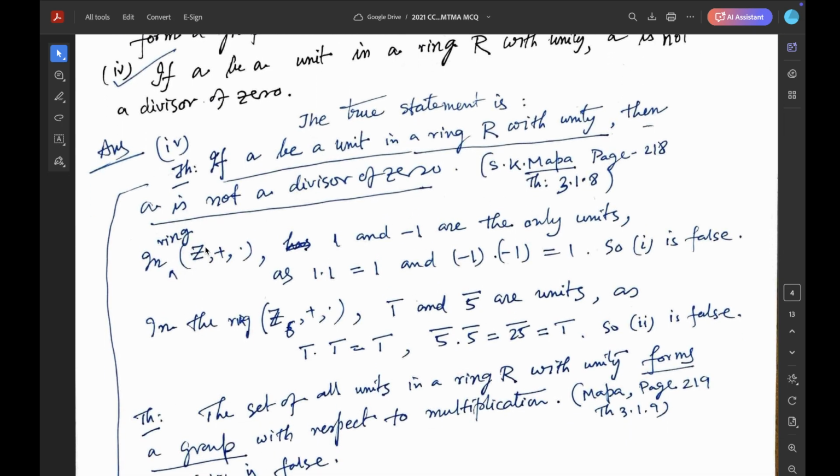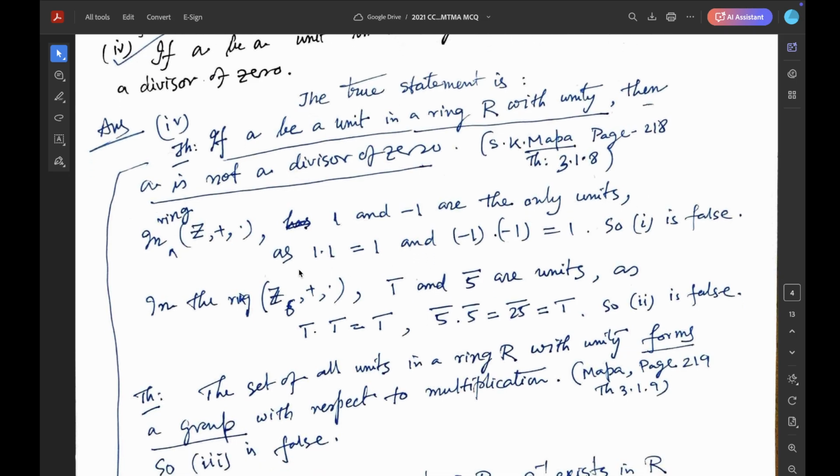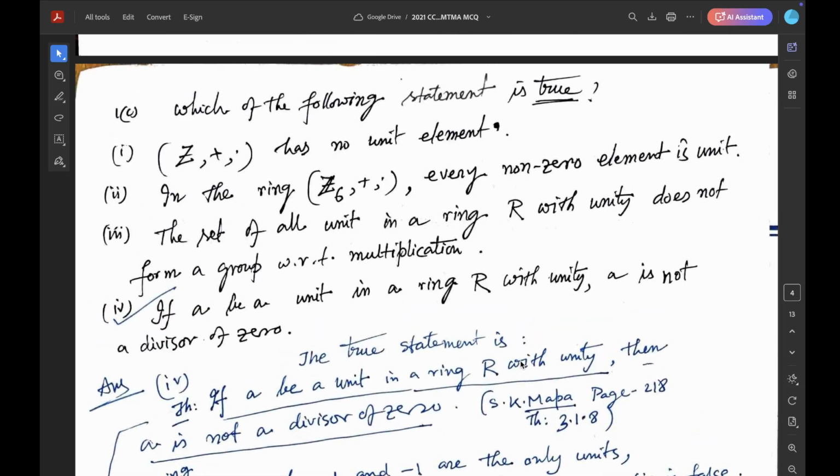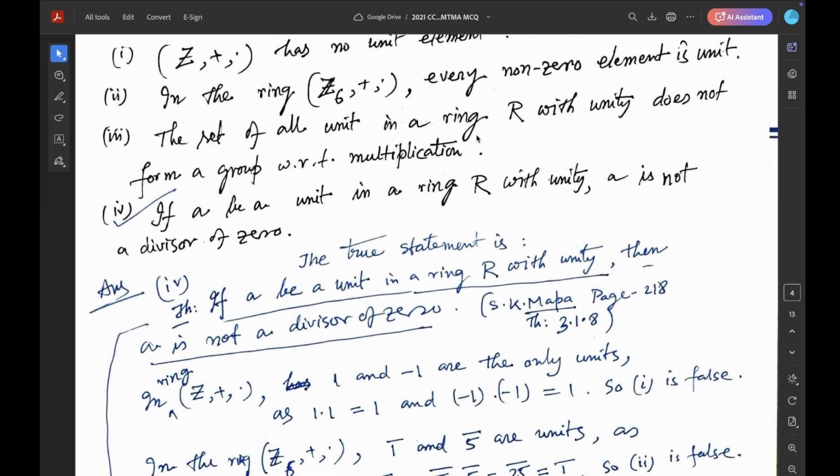In the ring Z plus dot, Z is the set of all integers, with addition of integers as plus and multiplication of integers as dot. 1 and minus 1 are the only units, as 1 dot 1 equals 1, and minus 1 dot minus 1 equals 1. Here 1 is the unity, the multiplicative identity. So Z plus dot has only 2 units. So option 1, Z plus dot has no unit element, is wrong.